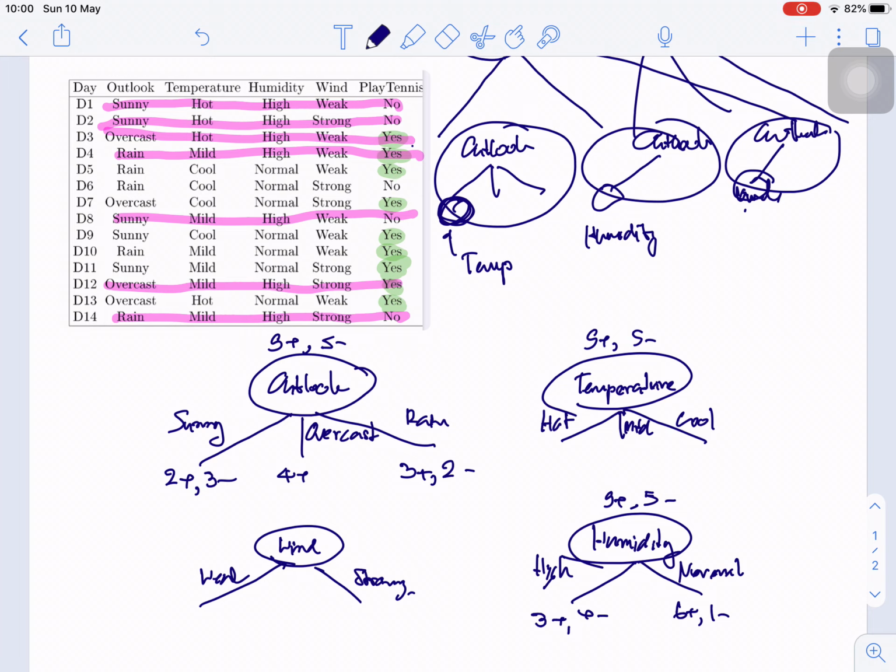So if I ask you to compare the performance of outlook and humidity, which one can better classify the example? Do you have any measurement?